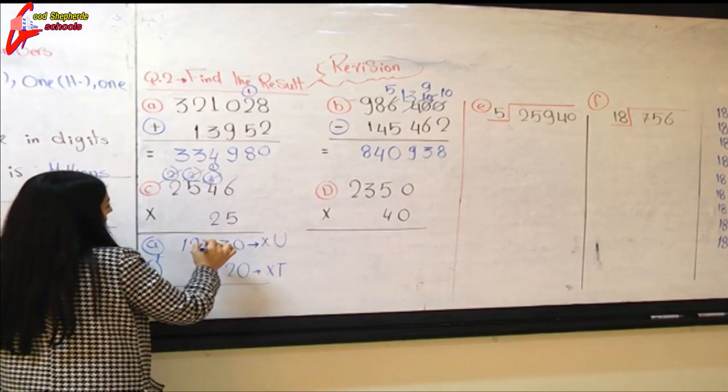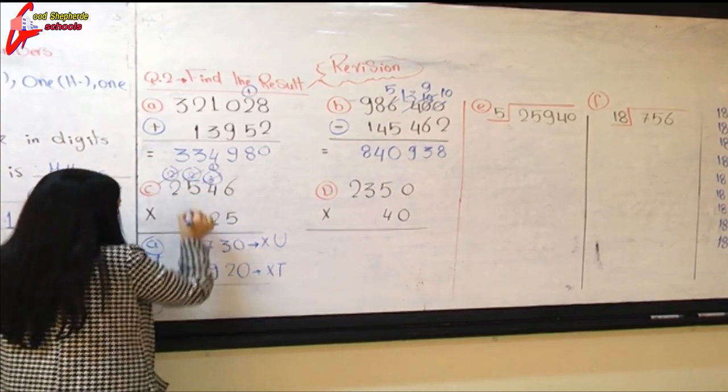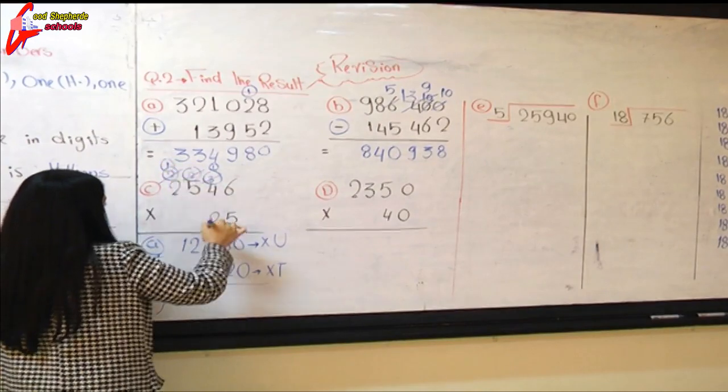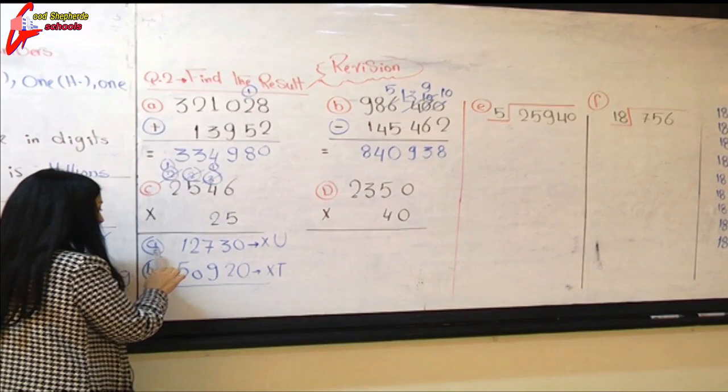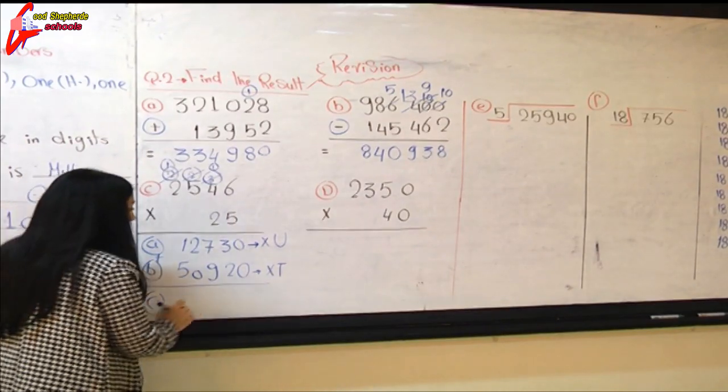5 times 2, 10. 0 and carry 1. 2 times 2, 4 plus 1, 5. The last step, multiply result A and P to get result C.